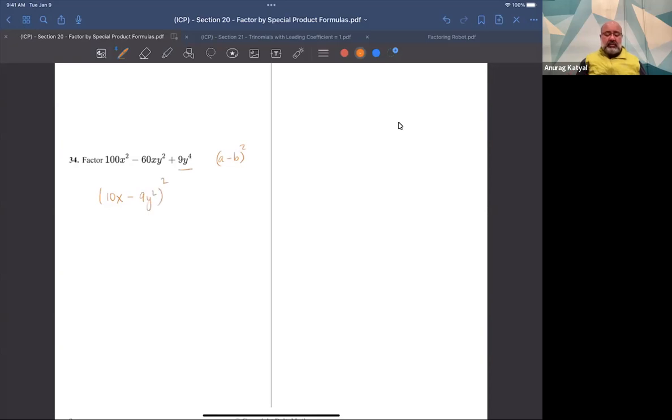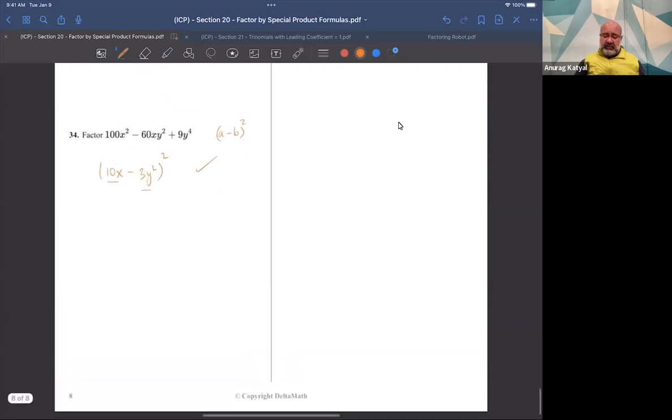And then we check the middle term, the 2ab term. 10x times 9y squared would be 90x. Wait a second, this should be 3, I'm sorry. Square root of 9 is 3. Okay, so now it makes sense. 10x times 3y squared would be 30xy squared. And if we double this, we're going to get 60xy squared, which is exactly what we have there. So this is my answer. You know, this is correct. I can walk away from it. And that's the end of the section.